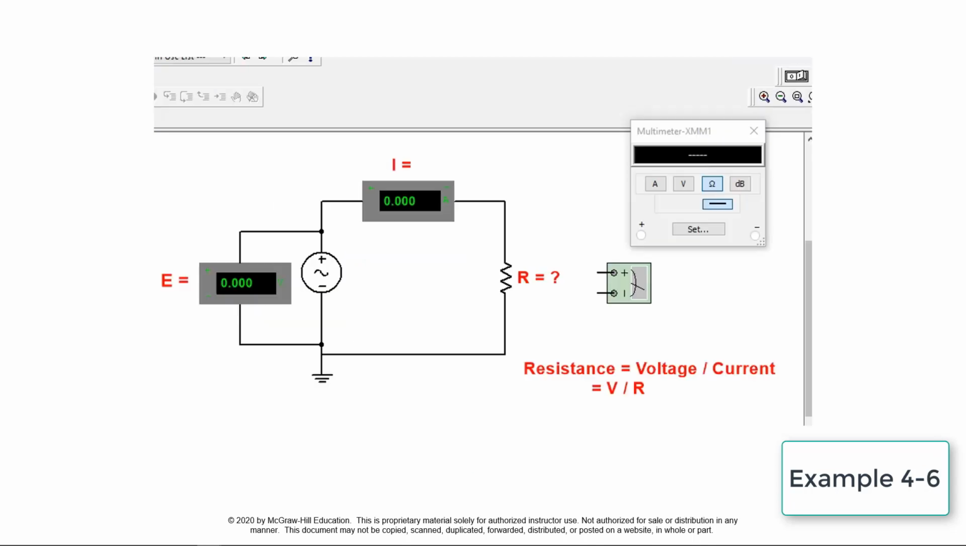This circuit simulates the solution to the problem presented in the text. It demonstrates how the resistance value can be calculated using Ohm's law when the voltage and current values are known. The resistance is calculated by dividing the voltage value by the current value. 120 volts divided by 8 amps is equal to a calculated resistance of 15 ohms.